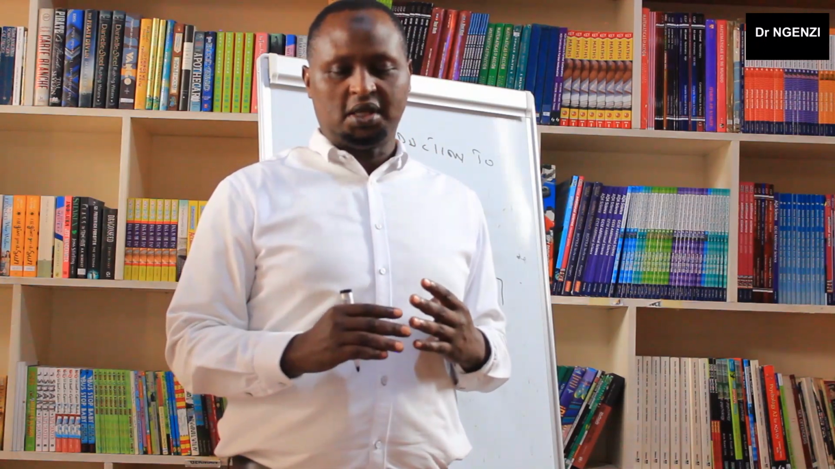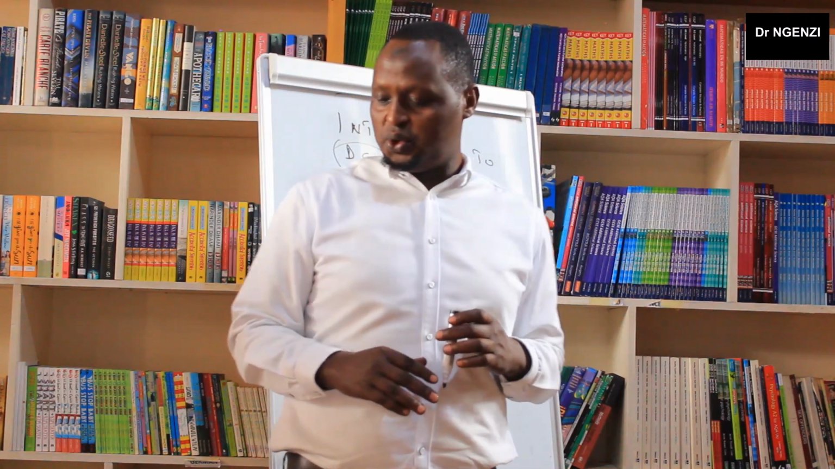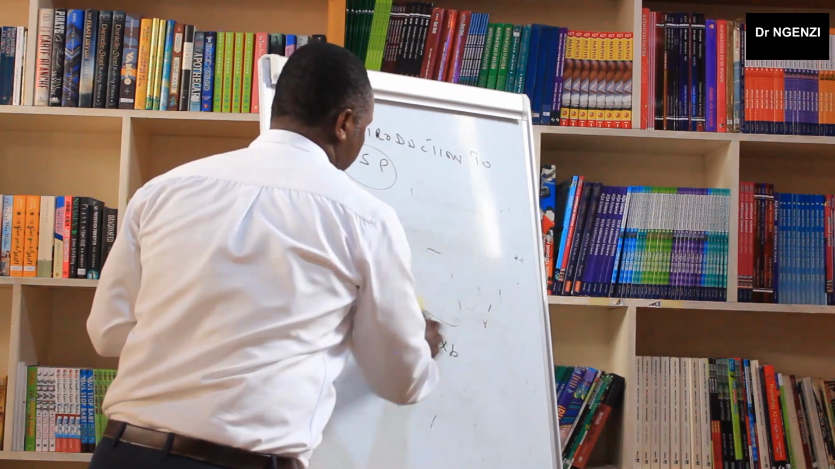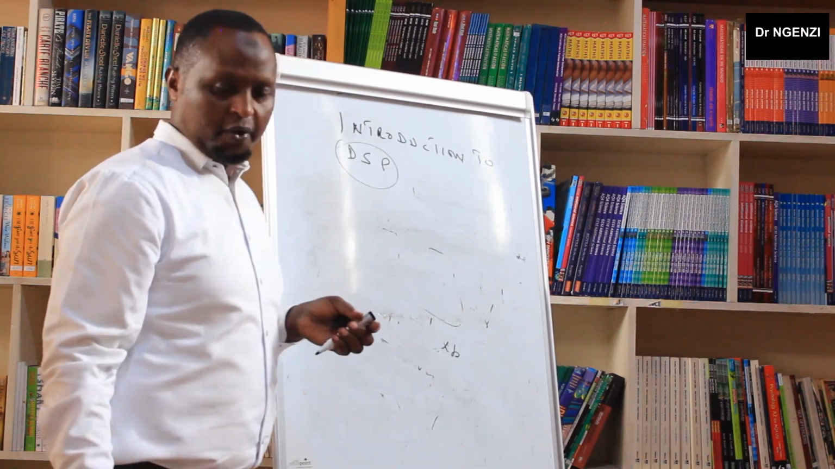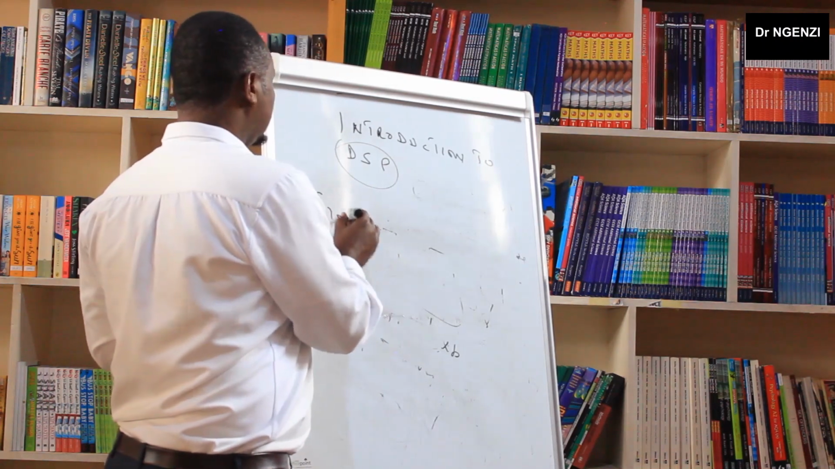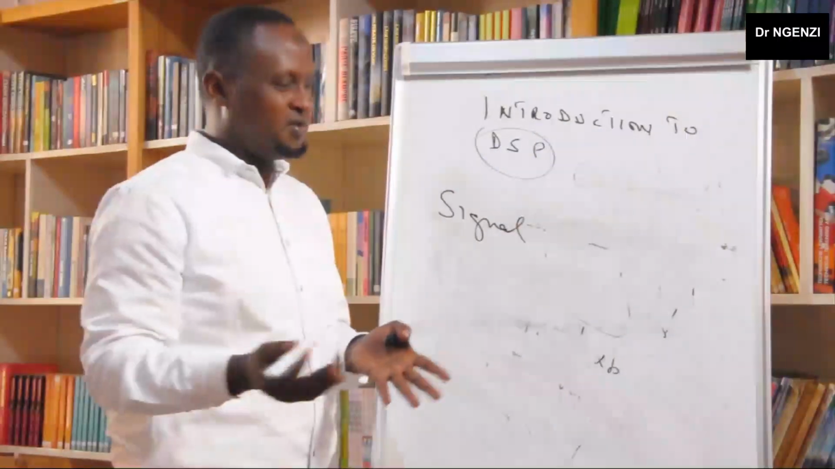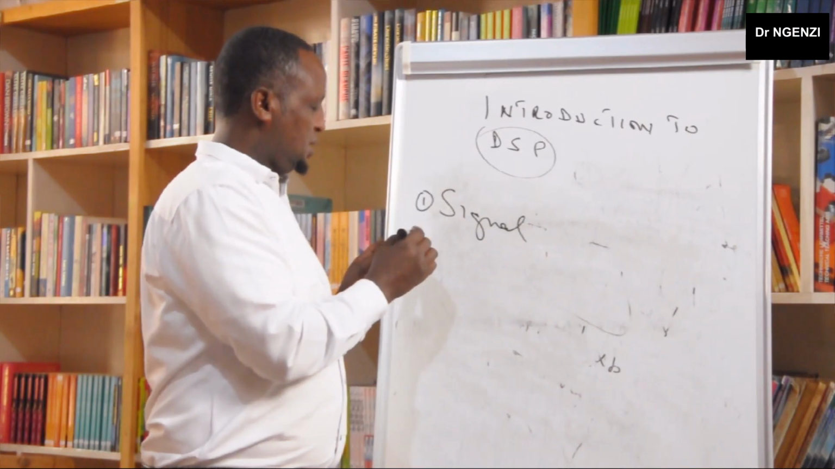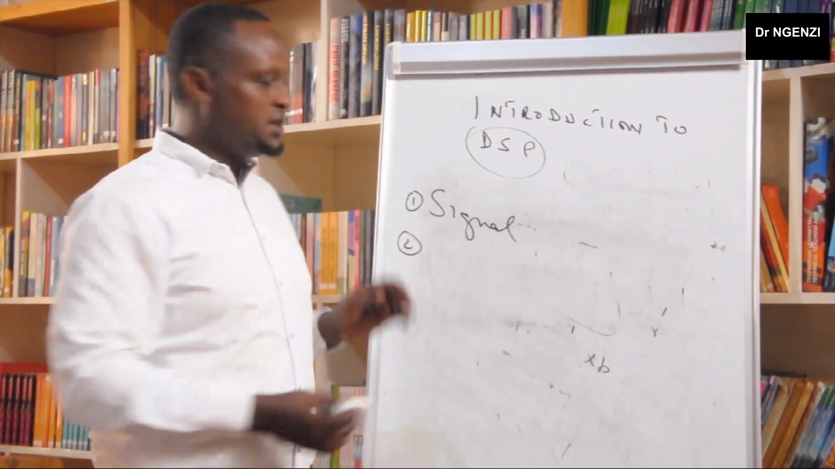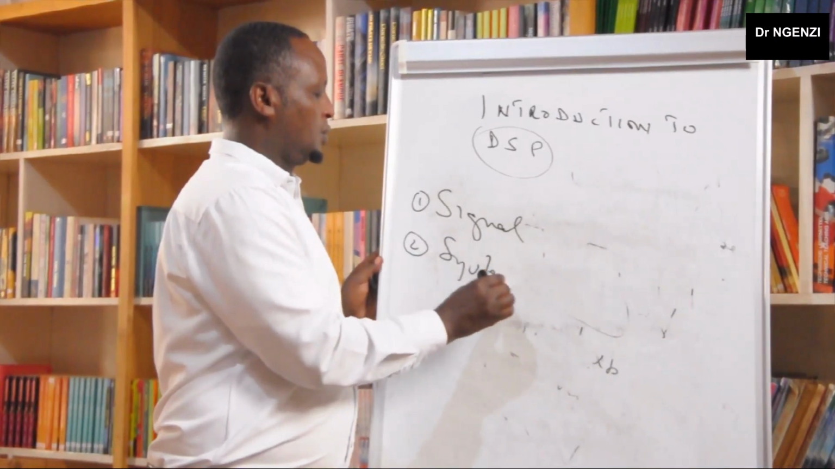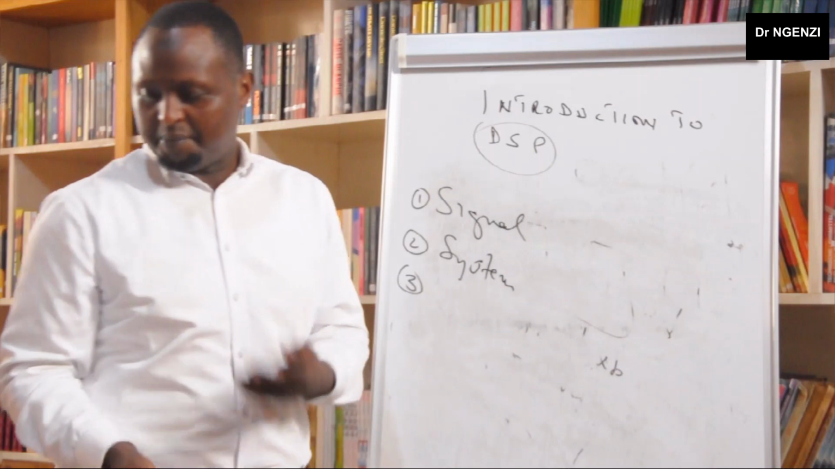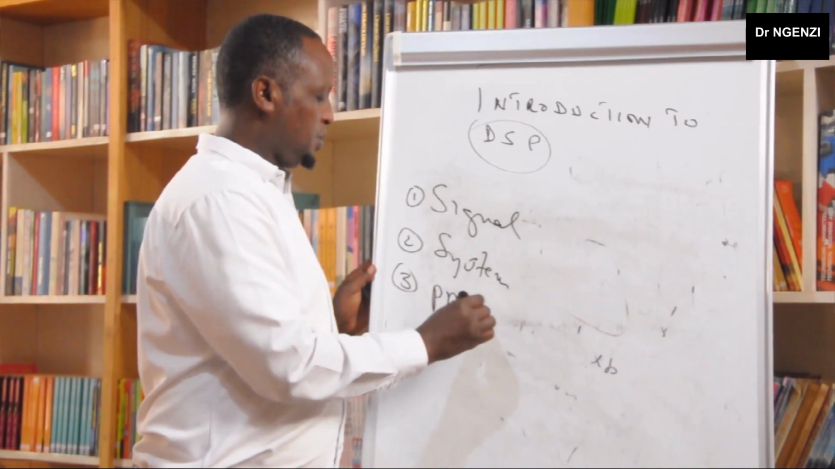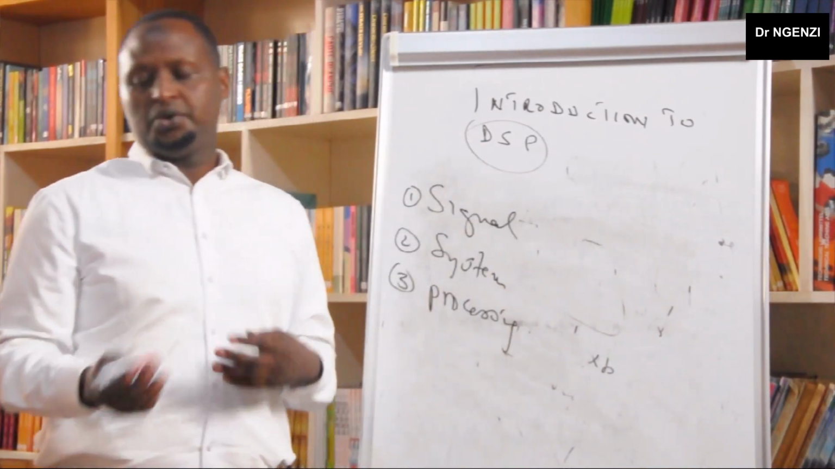What are the terminologies that we are using here? What are the key terms that we use in digital signal processing? First of all, we will have to understand from the beginning what is a signal. As I mentioned a little bit earlier, you will also have to understand what is a system, and what you understand by processing, because these are the keywords that we use in DSP.